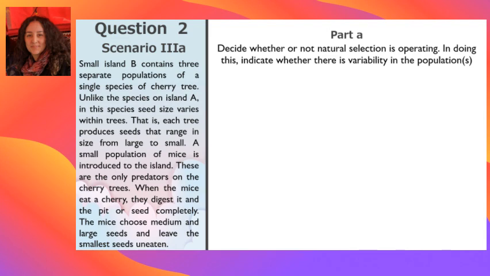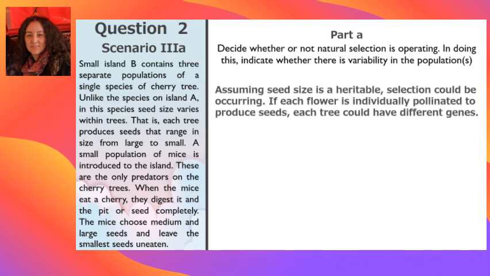Okay, scenario 3. Small island B contains 3 separate populations of a single species of cherry tree. Unlike species on island A, in this species, seed size varies within the tree. That is, each tree produces seeds that range in sizes from large to small. A population of mice, again, is introduced. They're the only predators to this tree, and they fully digest the seeds, targeting the medium and large seeds and leaving the small seeds uneaten. So is selection occurring here?